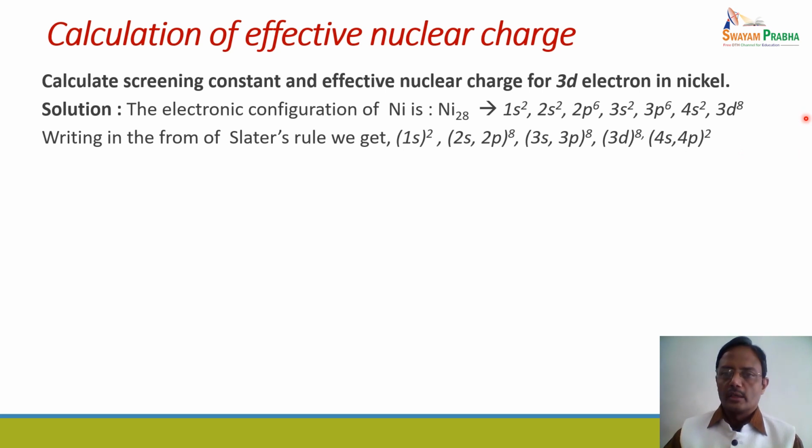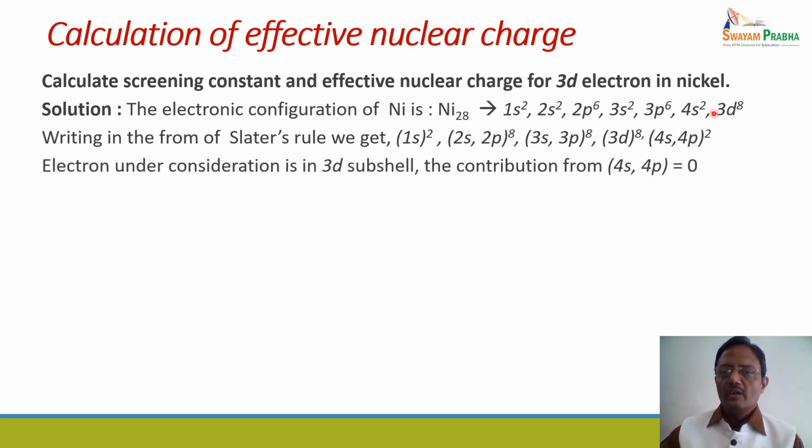Now according to Slater's rule, the 4s and 4p subshells are outside 3d, and the electron under consideration is in 3d. Hence, those electrons which are outside will definitely not contribute to the screening constant. So the contribution of these two is 0.